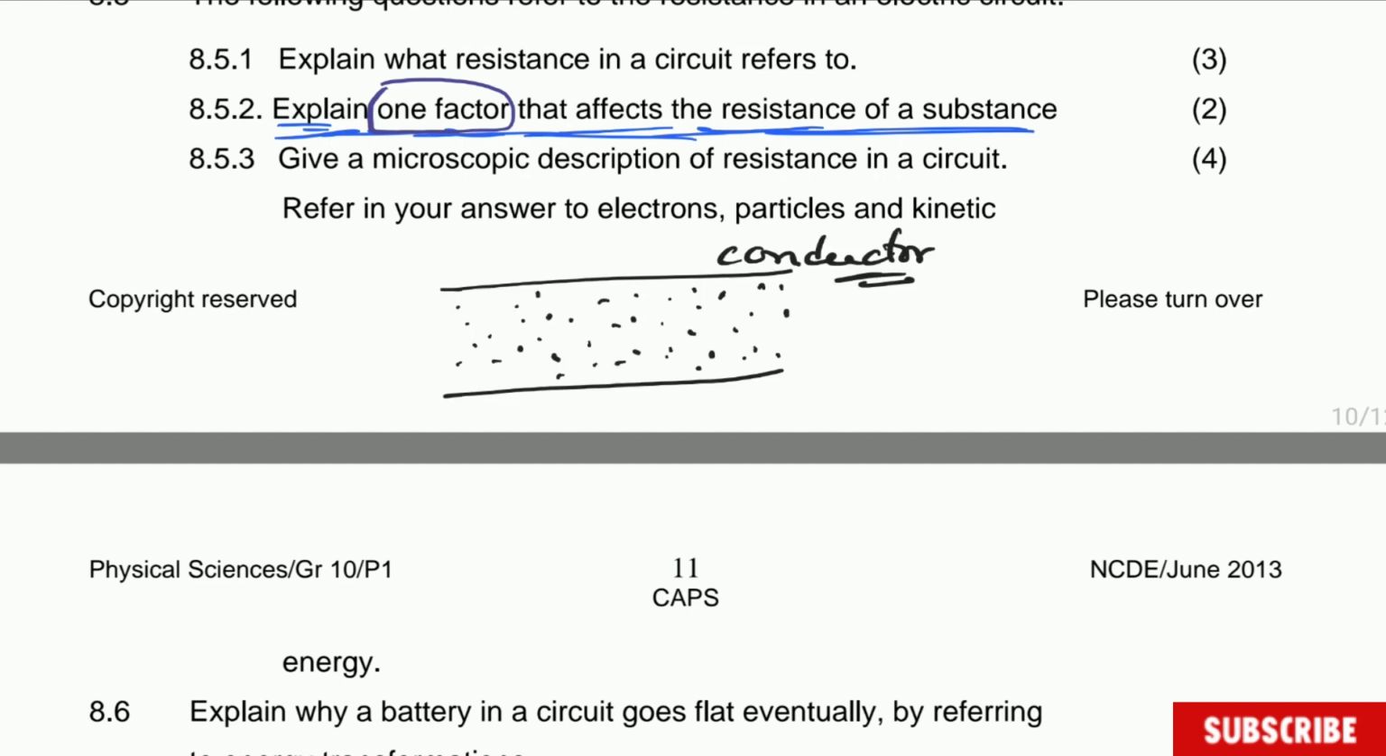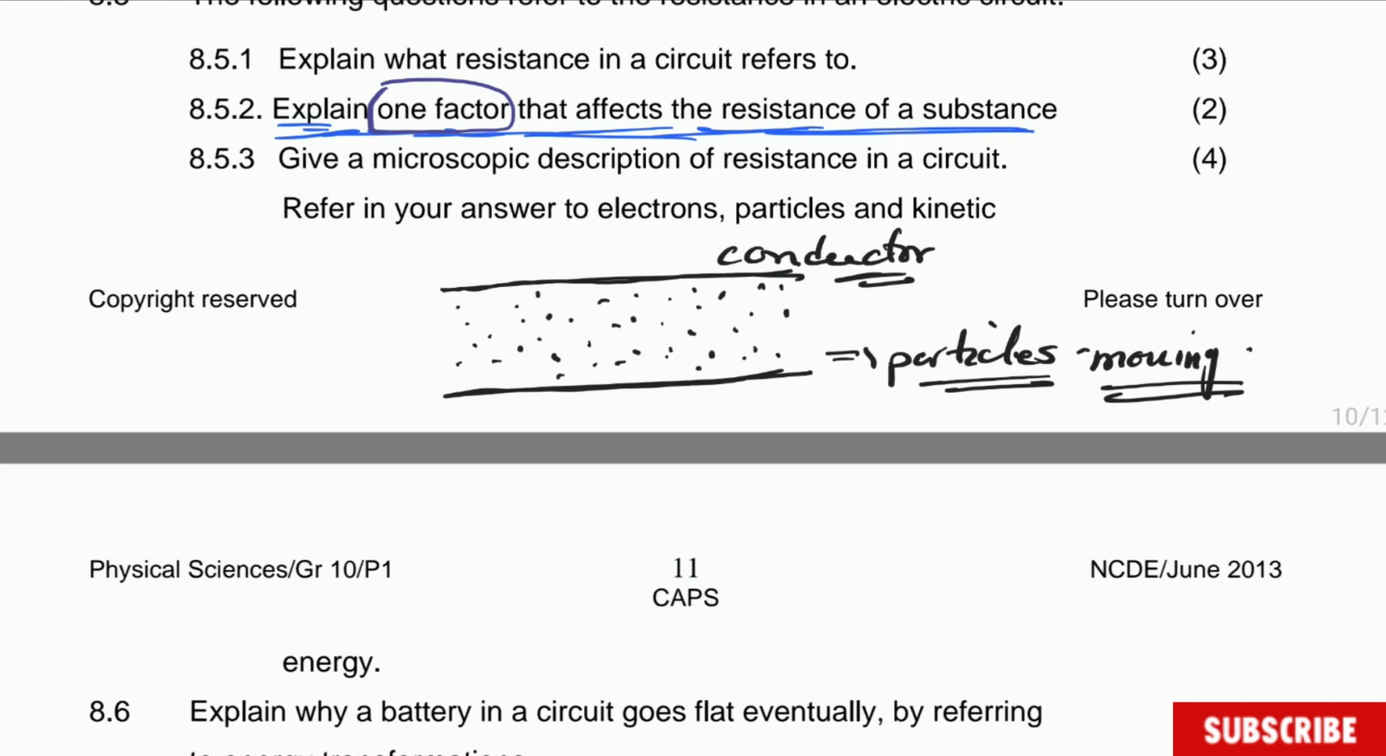This here is a conductor, for instance, okay? And inside the conductor, there are particles. You learned that inside any substance, there are particles. So there are a lot of particles. Now you also learned that those particles are moving. So I'm going to write particles moving. They are moving all the time.